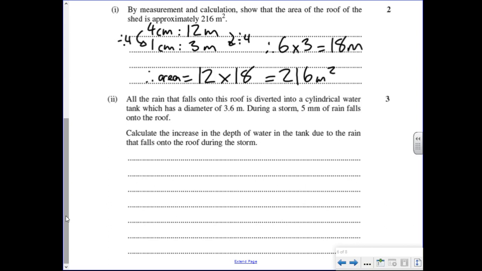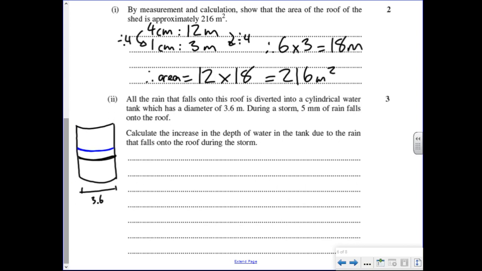So I'm just going to do another really good drawing over here for a second. Here's our cylindrical tank. We know that the diameter is 3.6, we're told that in the question. And let's just pretend we had some amount of water in here already. And then afterwards, after some more water came in, let's say that blue line is where it is now.